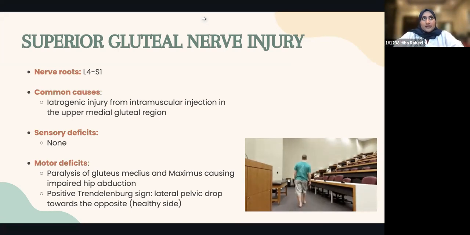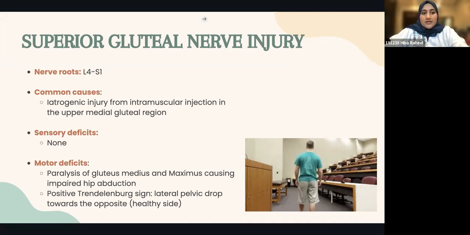The most common causes of injury are iatrogenic. So iatrogenic means hospital related or caused by the hospital. So iatrogenic injuries are the ones that occur in the hospital.